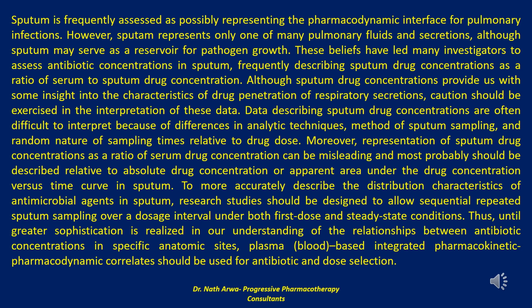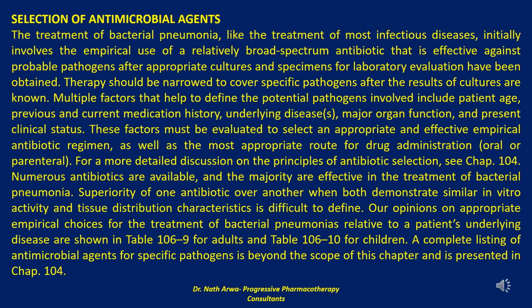To more accurately describe the distribution characteristics of antimicrobial agents in sputum, research studies should be designed to allow sequential repeated sputum sampling over a dosage interval under both first dose and steady-state conditions. Thus, until greater sophistication is realized in our understanding of the relationships between antibiotic concentrations in specific anatomic sites, plasma or blood-based integrated pharmacokinetic pharmacodynamic correlates should be used for antibiotic and dose selection. We will now discuss the selection of antimicrobial agents.